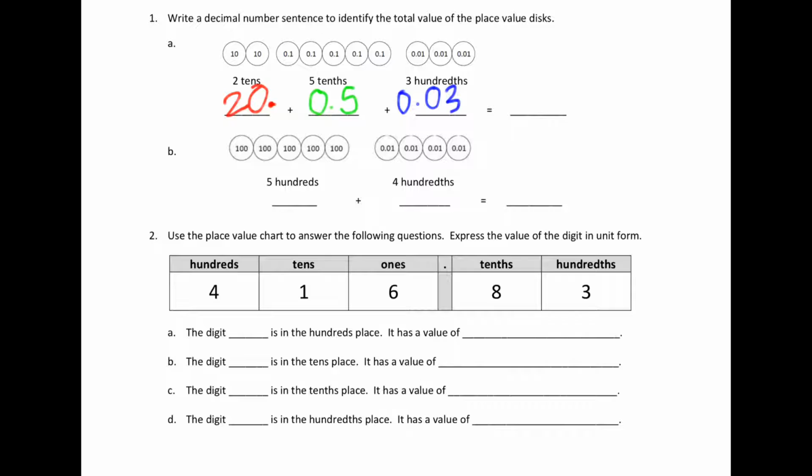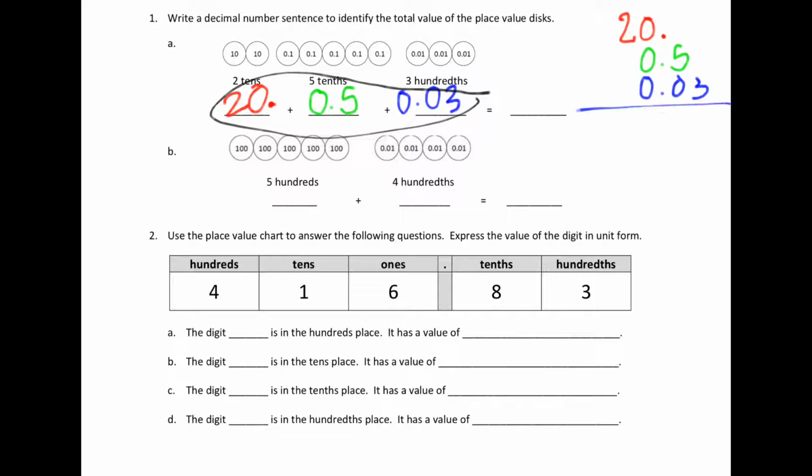Then what we need to do is add all of these together, lining them up by the decimal. So first I'm going to do 20 and then my decimal. Then I'm going to do 0.5. Then I'm going to do 0.03. And we're going to add it all together.